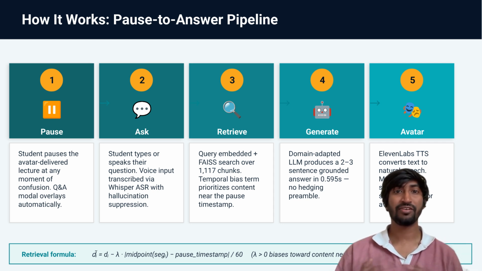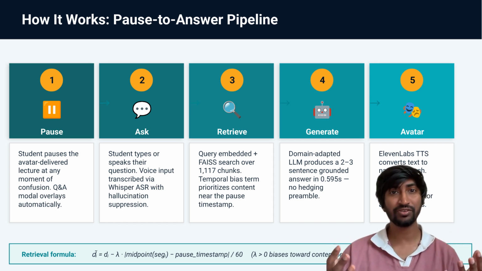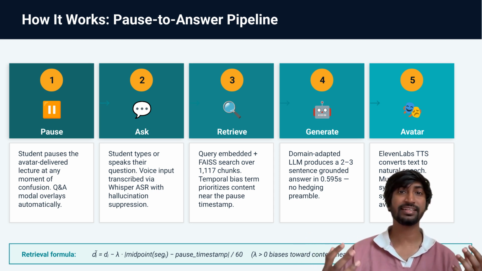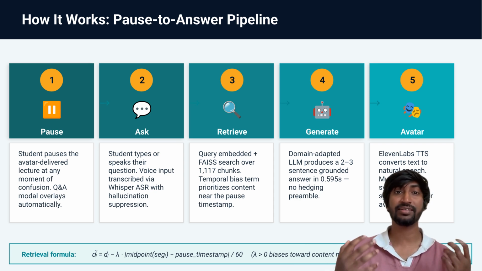Let's do a quick recap of how Alive works. Step 1. The student pauses the avatar delivered lecture at the moment of confusion. Step 2. The student asks a question either by typing or using voice input. Step 3. The system retrieves relevant lecture content. Retrieval is not based only on text similarity. It also uses the pause timestamp to prioritize lecture segments near the student's current learning moment.